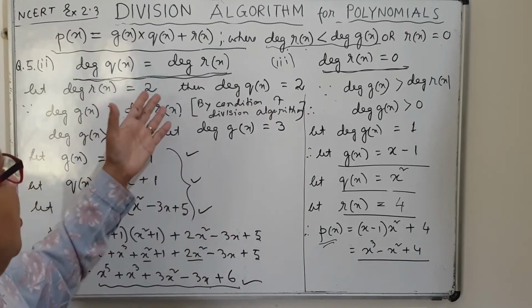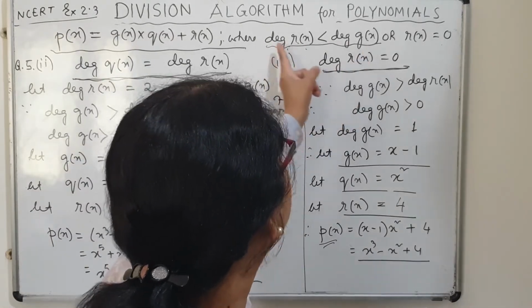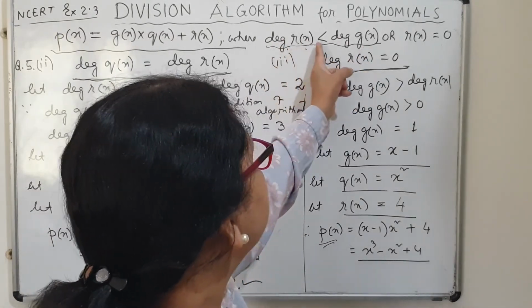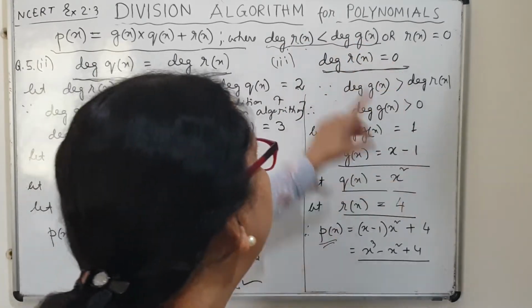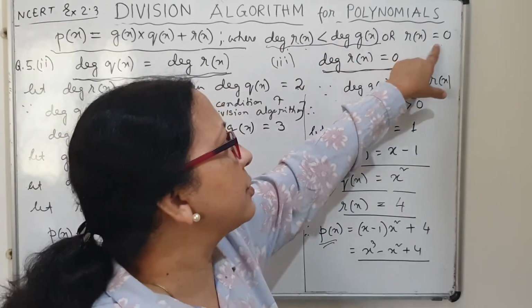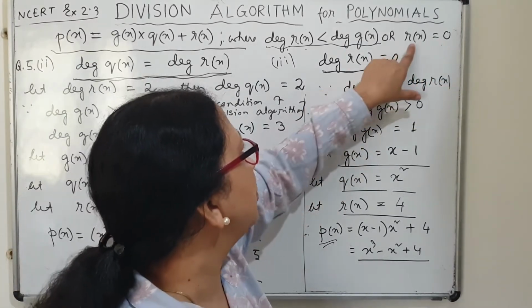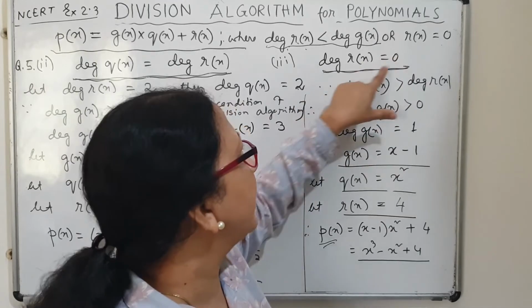You have to see that this condition is satisfied, that is, degree of r(x) has to be less than degree of g(x). If this condition is not satisfied, then the remainder polynomial has to be 0. Now what do you mean by, you see there is a difference between these two: r(x) = 0 and degree of r(x) = 0.